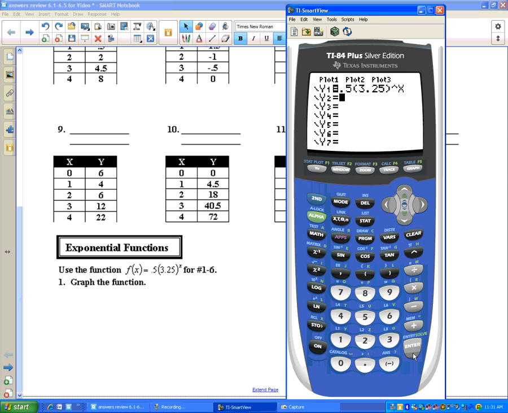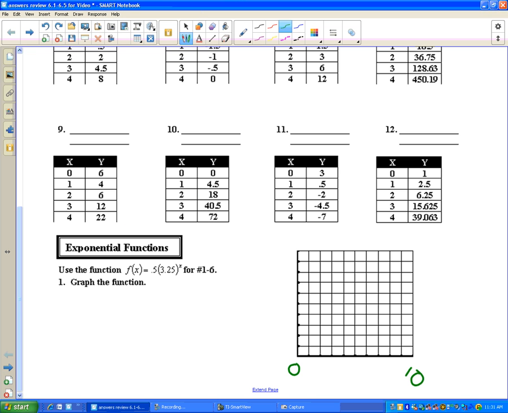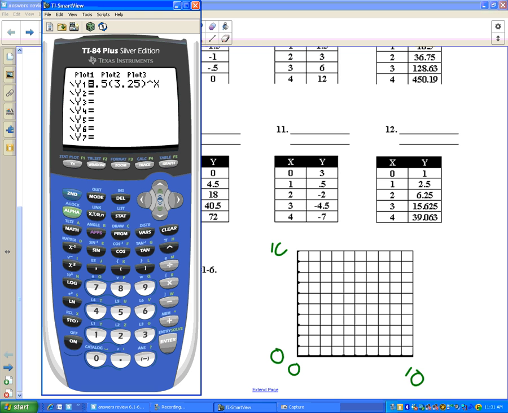Now, if I look at the graph that I'm given, I can easily mark it off 0 to 10, because these are 1, 2, 3, 4, 5, 6, 7, 8, 9, 10. This is a 10 by 10 grid. So I'm going to make my graph match that, since that's what I'm graphing. I'm going to go to my window. I'm going to make my x minimum 0, my x maximum 10, count by 1 because my graph is counting by 1. My y minimum is 0. My y max is 10, count by 1s. And I'm going to graph.